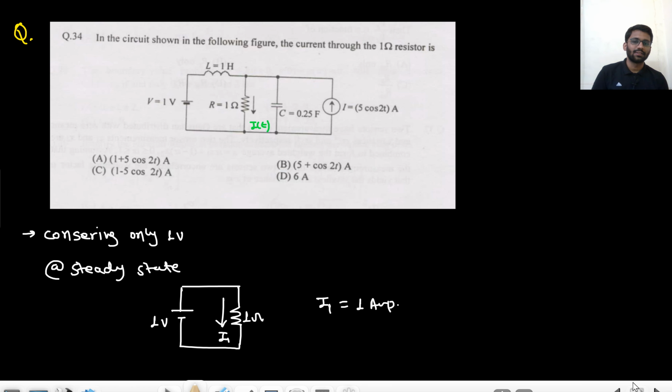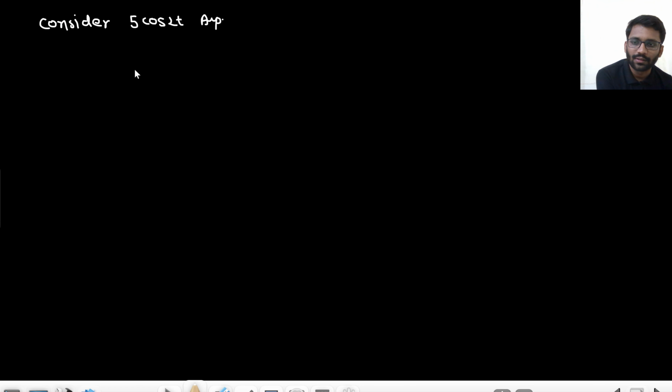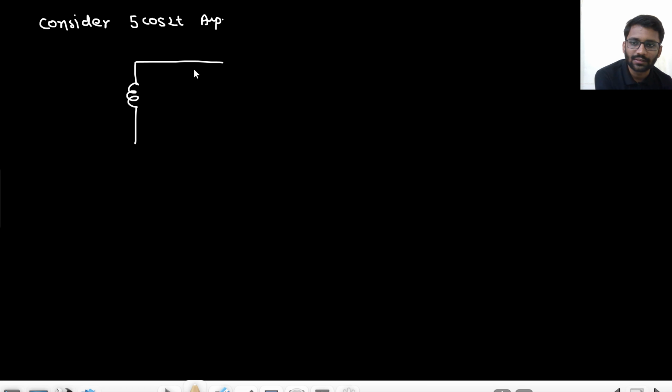Now steady state analysis for this current, considering 5 cos 2t ampere, right? This 1 volt source will be gone because we are applying superposition, and then there is this resistance, and then there is this capacitor.